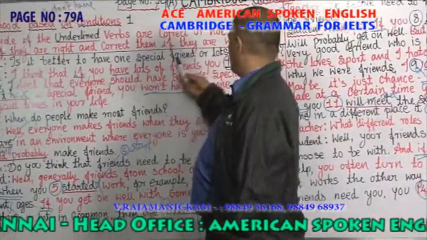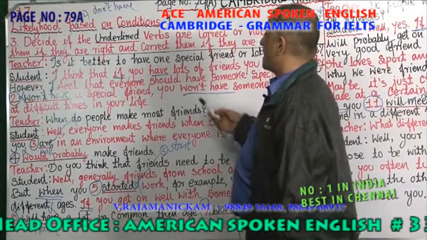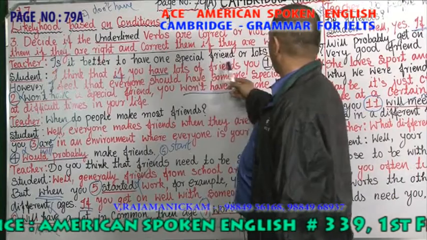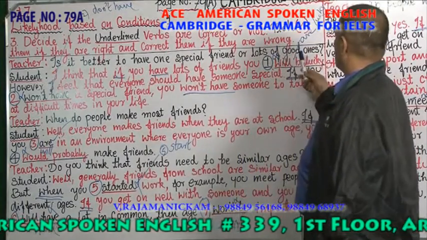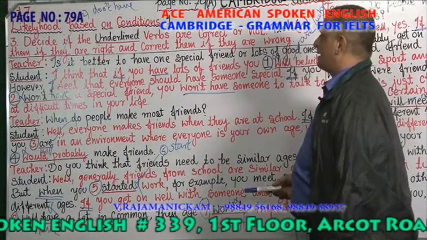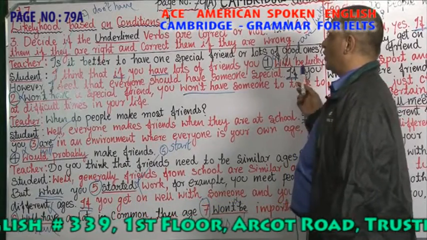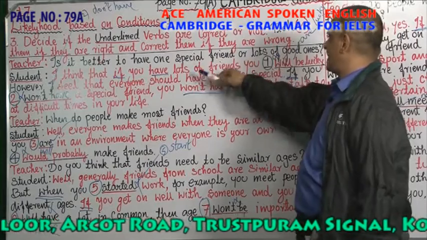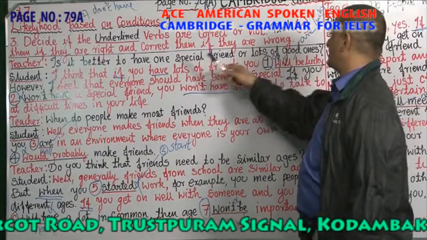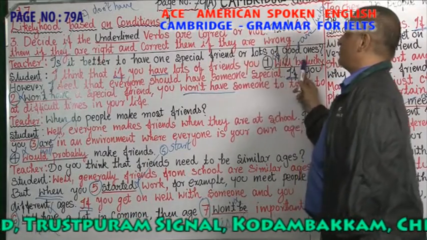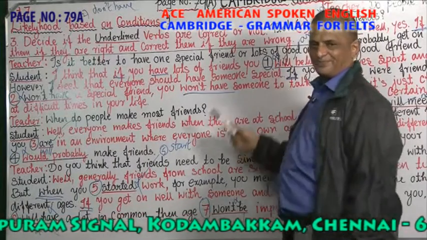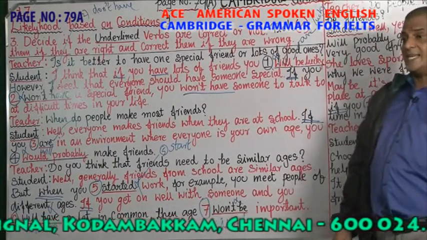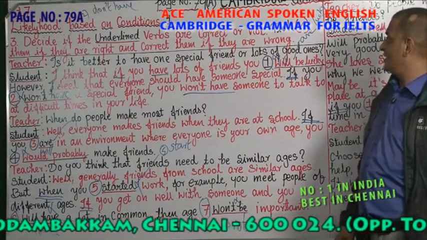Is it better to have one special friend or lots of good ones? I think that if you have lots of friends, you will be lucky. Wrong. You are lucky. If you have lots of friends, you are lucky. So present tense, present tense, not future. Present tense and present tense means what? High chances of happening, right? You are lucky.